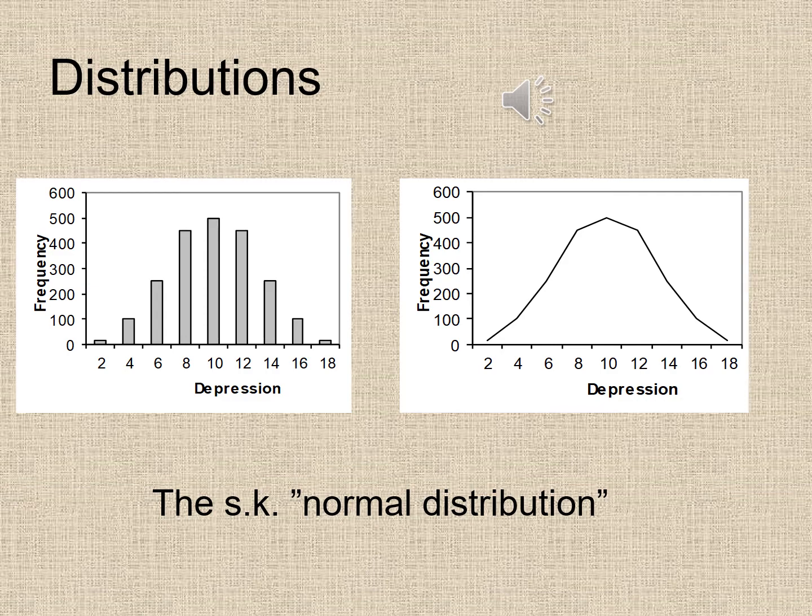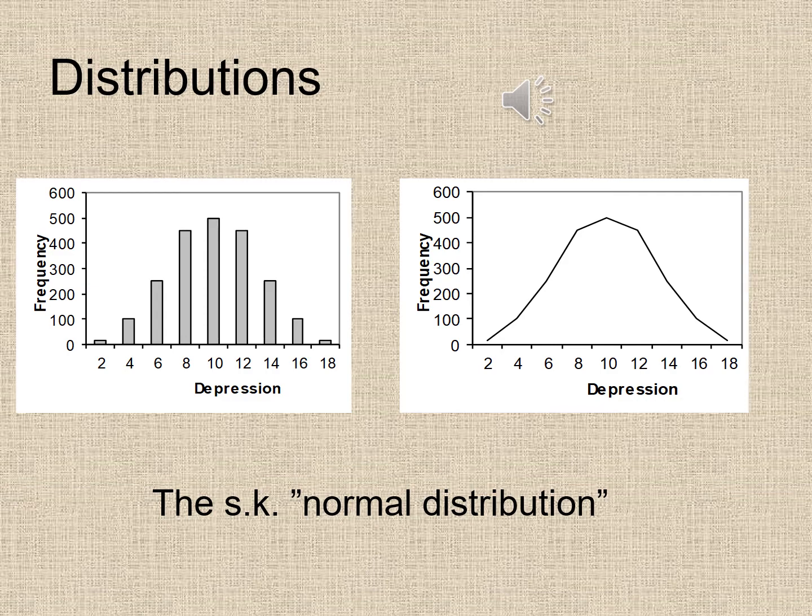And we have a peak at the mean here at 10, approximately 500 individuals with a measured depression level of 10, and then it decreases again. So there are a few individuals with a low score of 2, there are a few individuals with a high score of 18, and there are a lot of individuals around the middle with a peak at the mean.